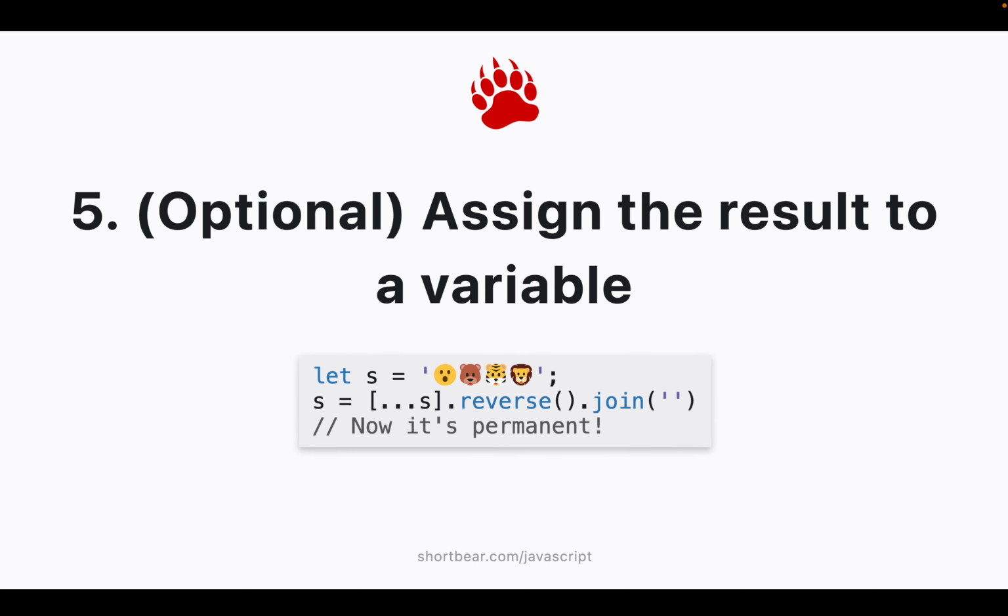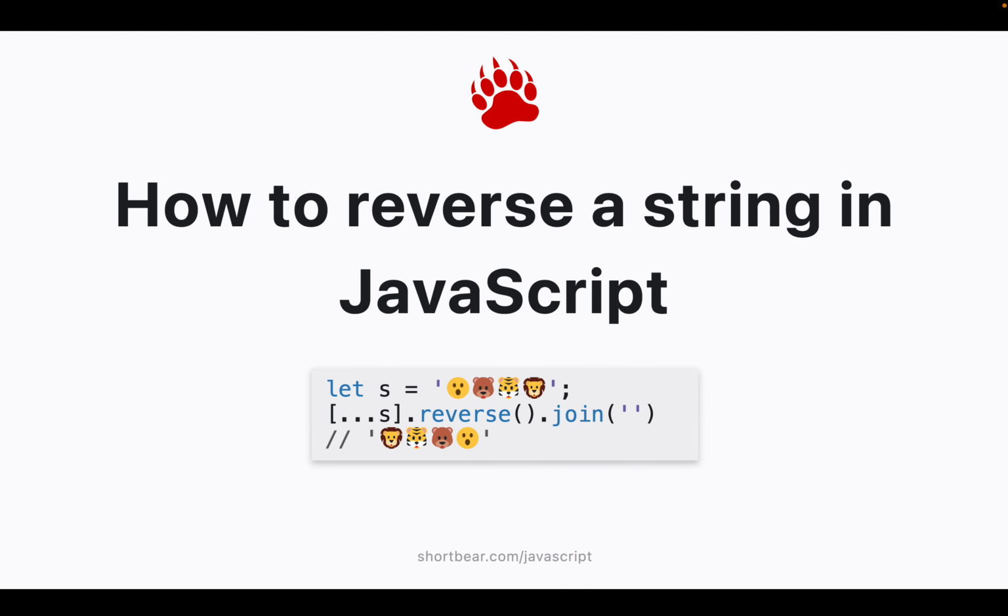As an optional fifth step, if you want that change to be permanent, you need to assign it to a variable because it's not an in-place change. So it's just something that's kind of done on the fly. So here, we've made that change permanent by reassigning it to the variable s. And that is how to reverse a string in less than 2 minutes.